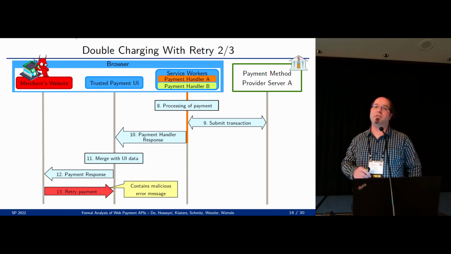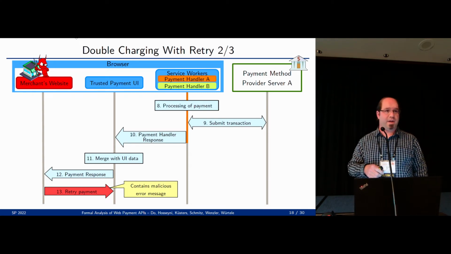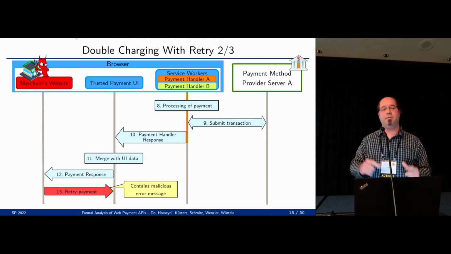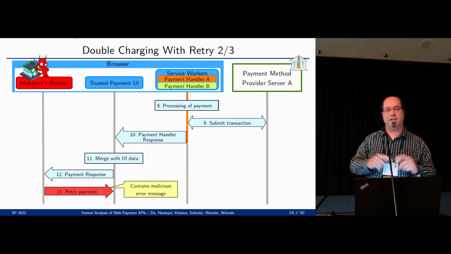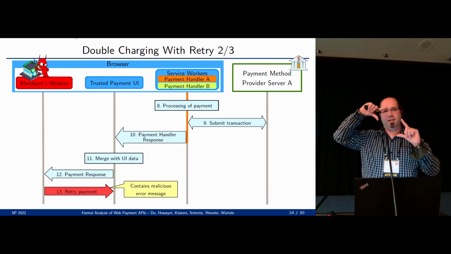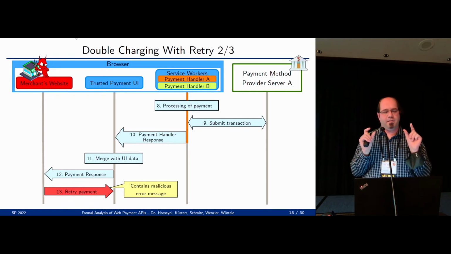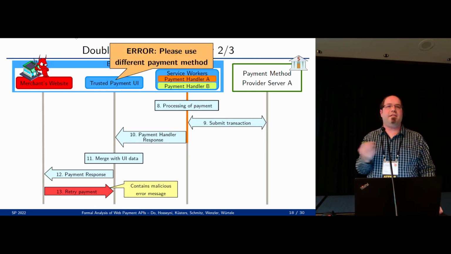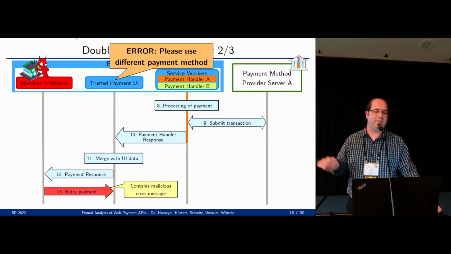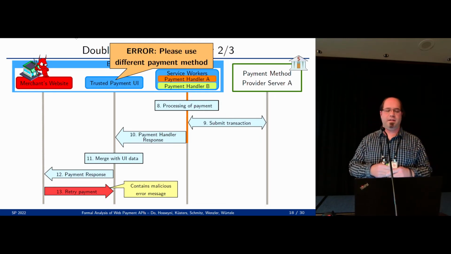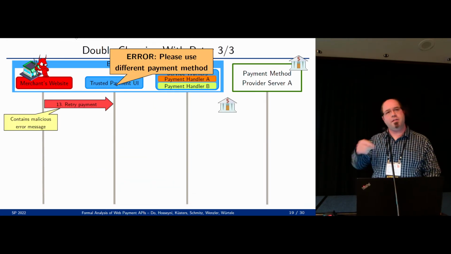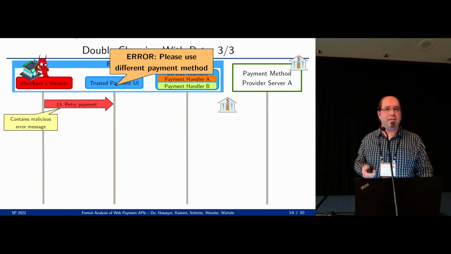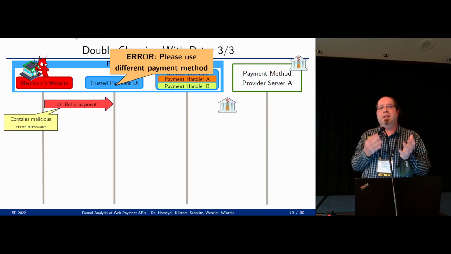And the merchant can freely specify an error message that is displayed within the trusted user interface. So the user is still in that trusted user interface, in that payment context, and gets displayed an error message that is essentially set by the merchant. And the merchant in this case would set an error message like, there's an error, please use a different payment method and try again.